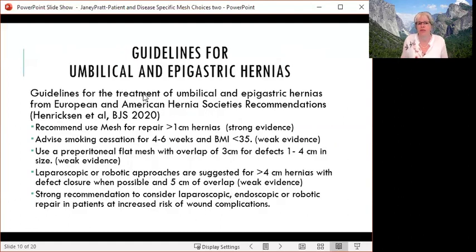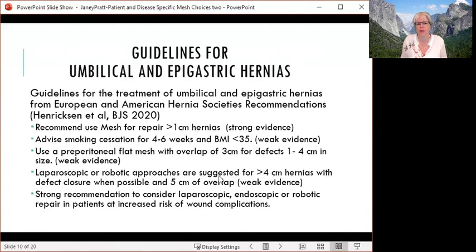Guidelines for umbilical and epigastric hernia repair came out with European and American societies publishing recommendations in the British Journal of Surgery in 2020. They recommended the use of mesh for repairs of greater than 1 centimeter hernias with strong evidence. They advised smoking cessation for 4 to 6 weeks and a BMI less than 35, but there was weak evidence for this. They recommend the use of preperitoneal flat mesh overlapping 3 centimeters for defects 1 to 4 centimeters in size. And there was again weak evidence to this, and this was including primary closure of the defect.